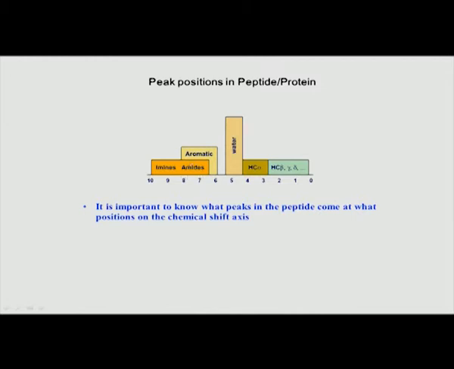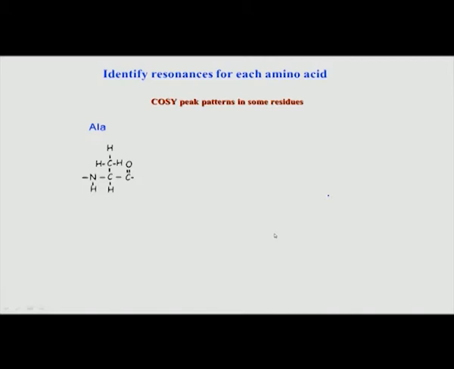Amides, that is the CONH, the NH of the peptide bond, also come in these particular regions, and then come more special ones like imines and so on, but our major focus now is only on these 4 functional groups: amides, aromatics, H alpha, and the remaining aliphatic side chains. Okay. So, it is important to know which peaks come where for resonance assignments.